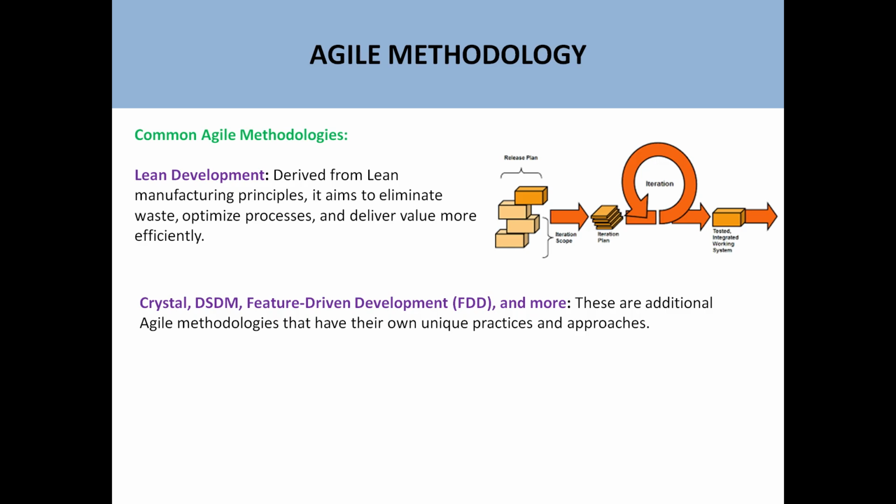Next is lean development. It is derived from lean manufacturing processes which try to eliminate waste. Waste in lean development is anything which is not producing any value in the process, it is just a waste of time. You can say it exists in the process, but it is not adding any value. Then Crystal is another agile methodology. These are the agile methodologies that have their own unique practices and approach.